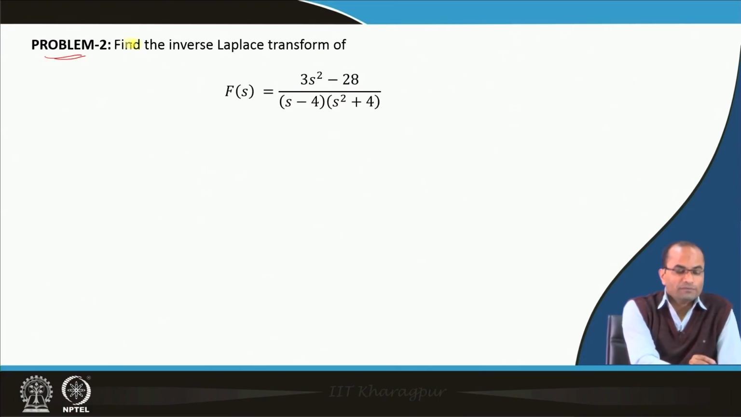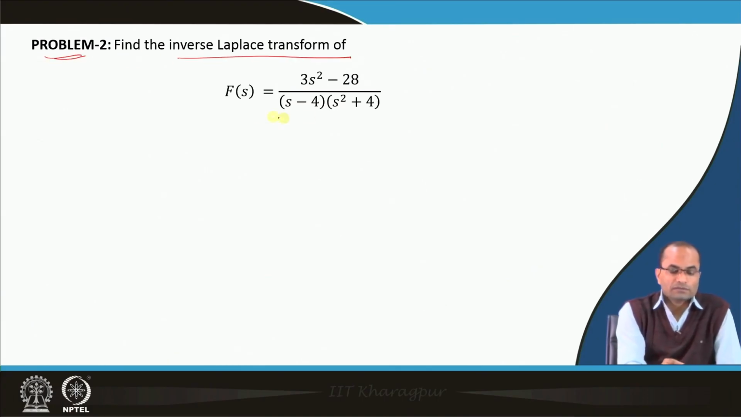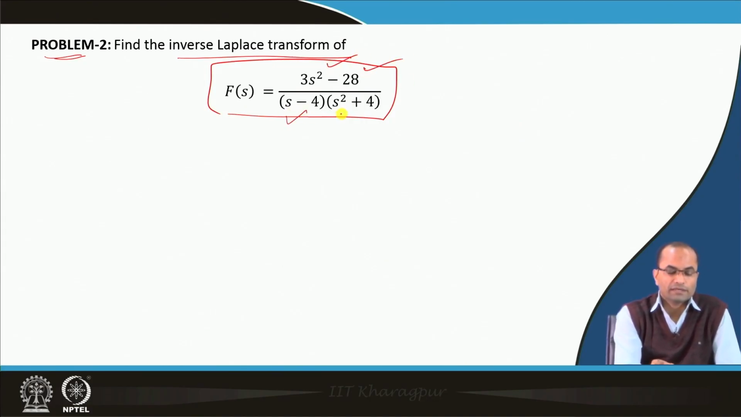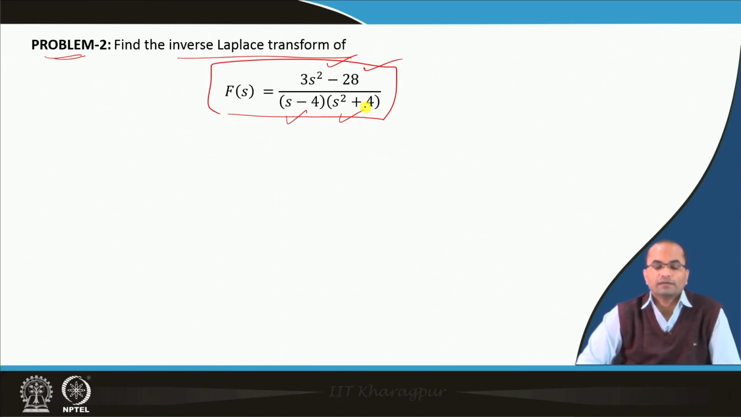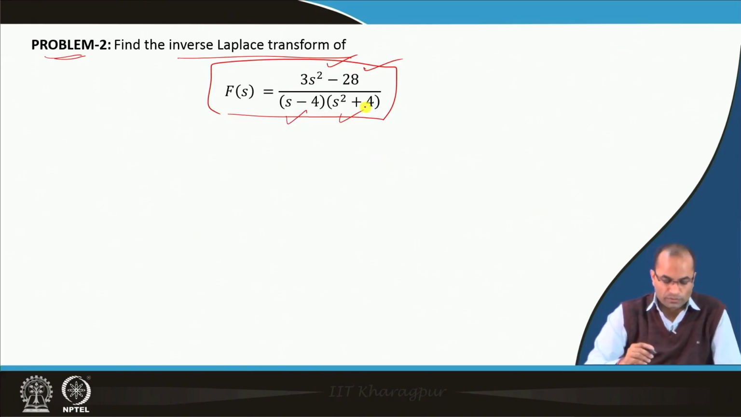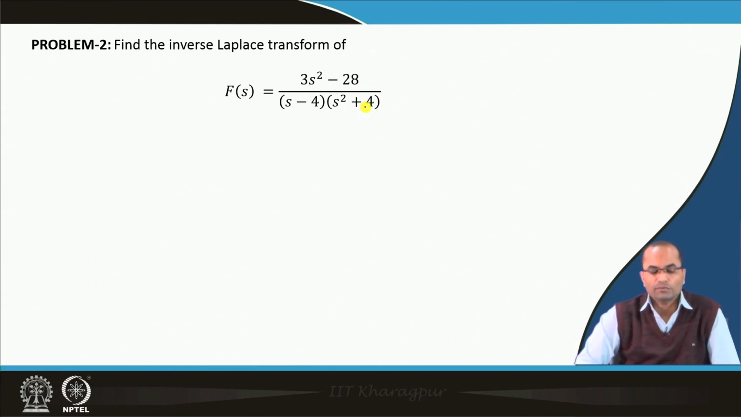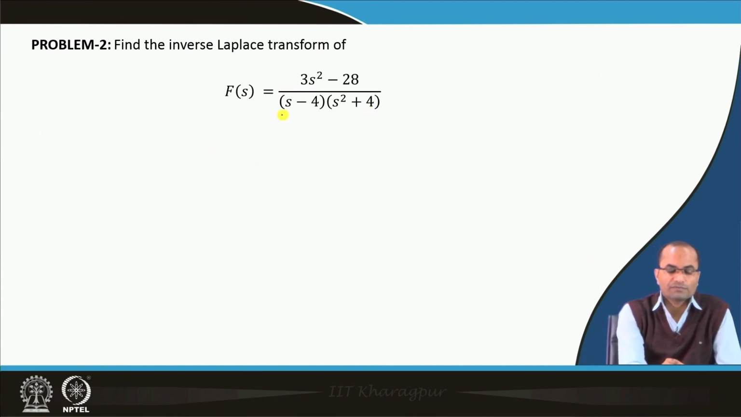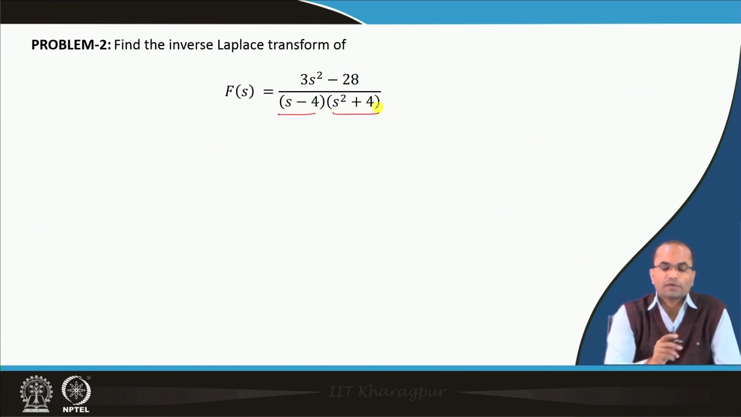The second problem, we will consider the inverse Laplace transform of this function, which is F(s) equal to (3s² − 28) over (s − 4)(s² + 4). In this case, one trick which most of the time works is the decomposition into partial fractions, because we have this s − 4 and s² + 4.